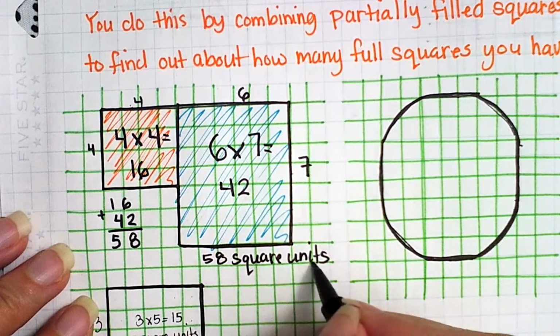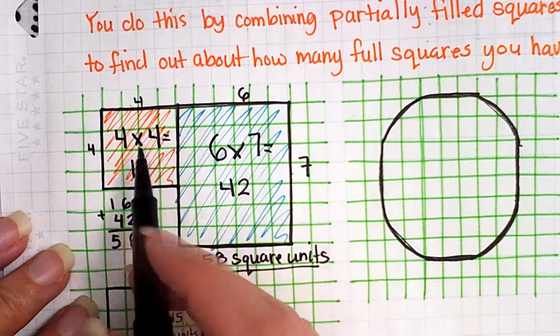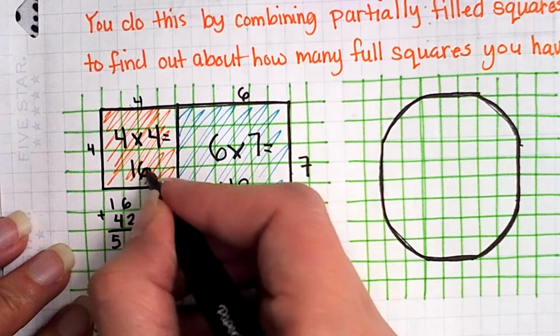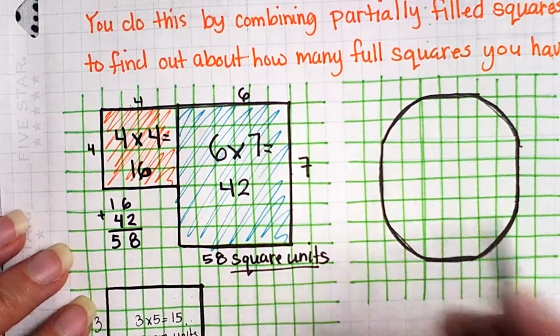Now you have to write square units when you're talking about area. That's very important. So first I cut my shape. I found my partial products inside of each shape. I added my partial products together to find the whole area.